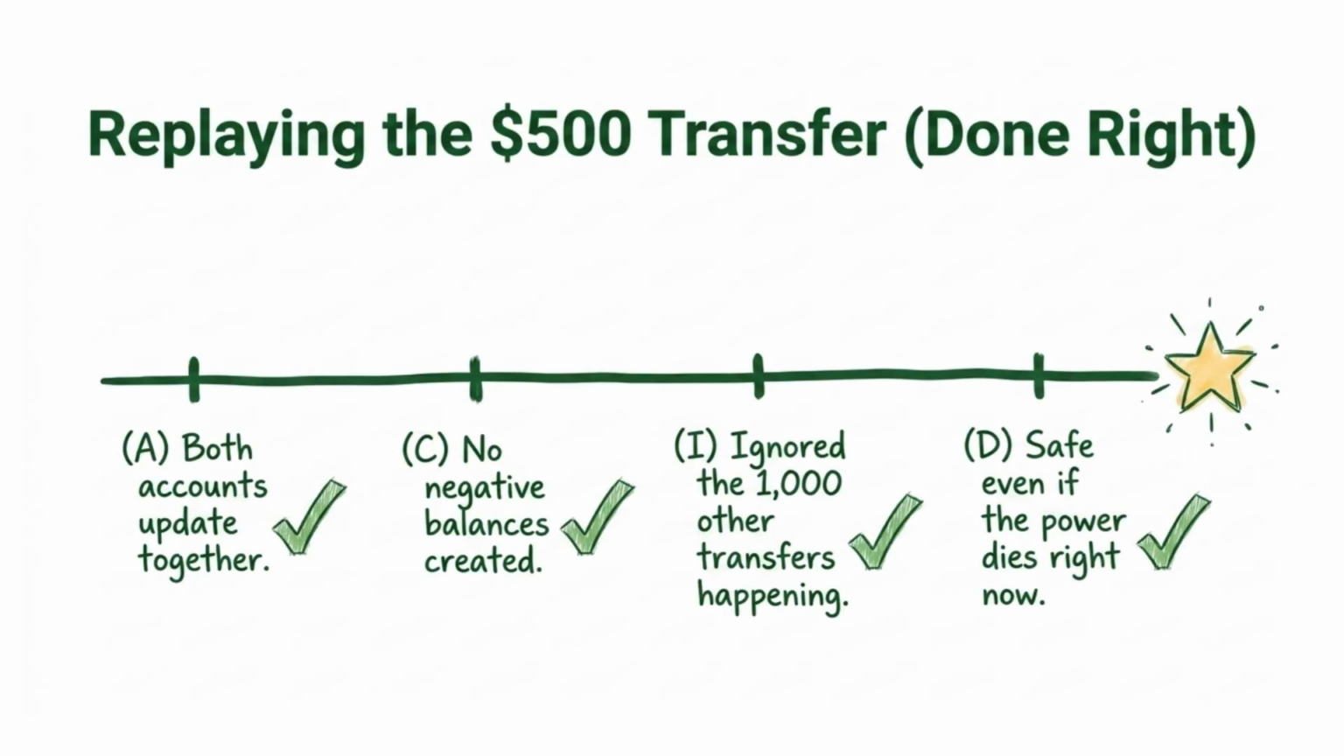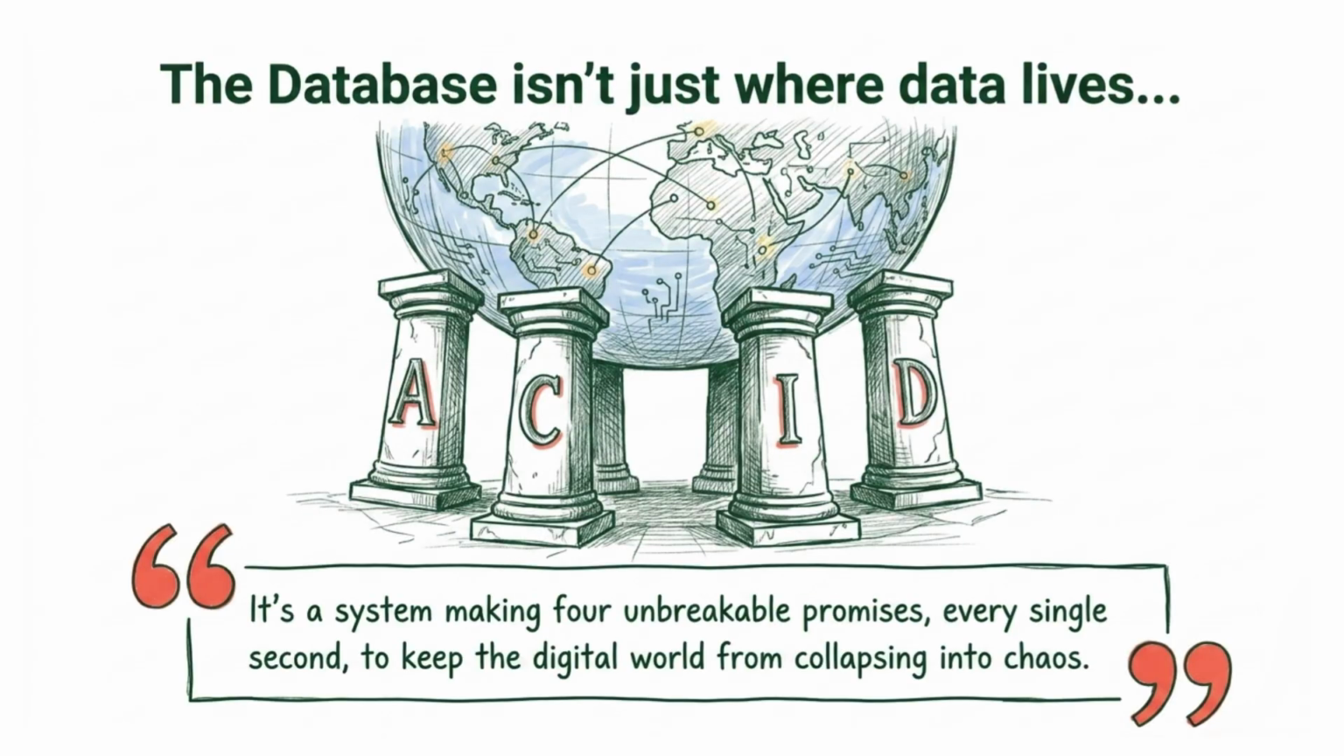Replaying the $500 transfer, done right. Let's replay that opening nightmare, this time with ACID in place. Atomicity, both accounts update together, never separately. Consistency, no negative balances are created anywhere. Isolation, 1,000 other transfers happening simultaneously are completely ignored. Durability, the transaction is safe even if the power dies the instant it completes. Problem solved, permanently.